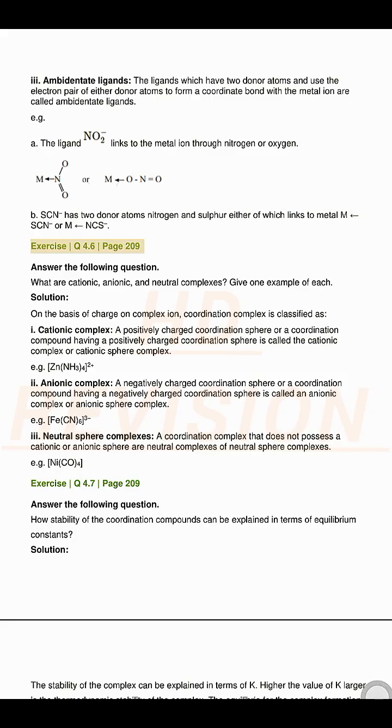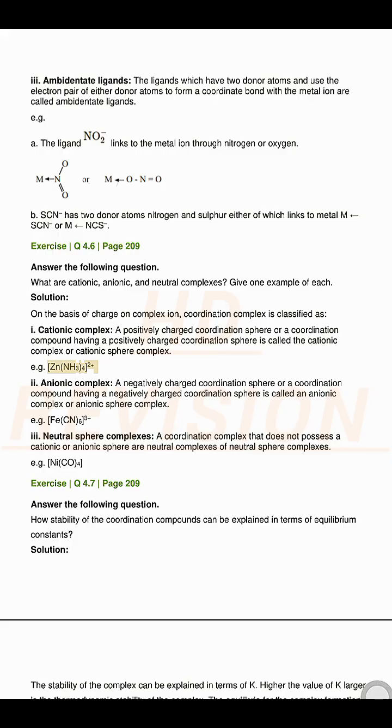Exercise Q 4.6, page 209. Answer the following question. What are cationic, anionic, and neutral complexes? Give one example of each. Solution. On the basis of charge on the complex ion, a coordination complex is classified as I. Cationic complex. A positively charged coordination sphere, or a coordination compound having a positively charged coordination sphere, is called a cationic complex or cationic sphere complex.